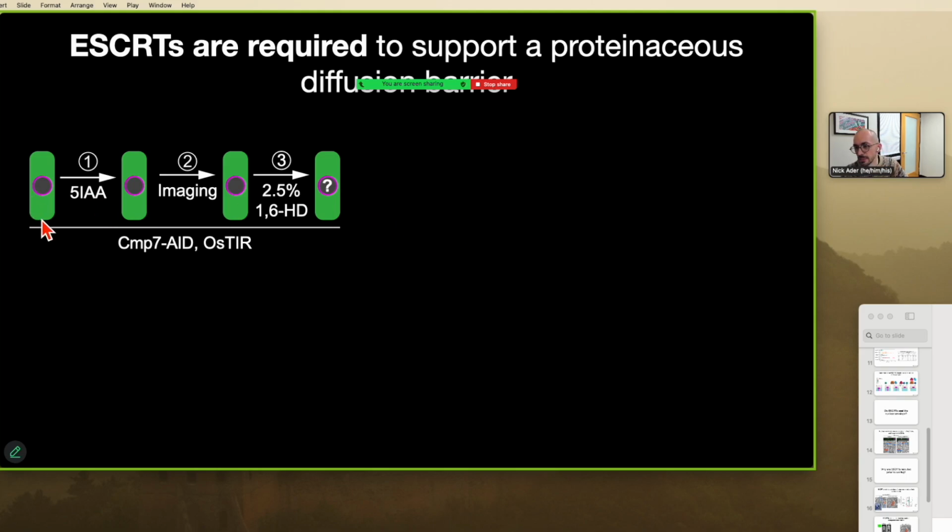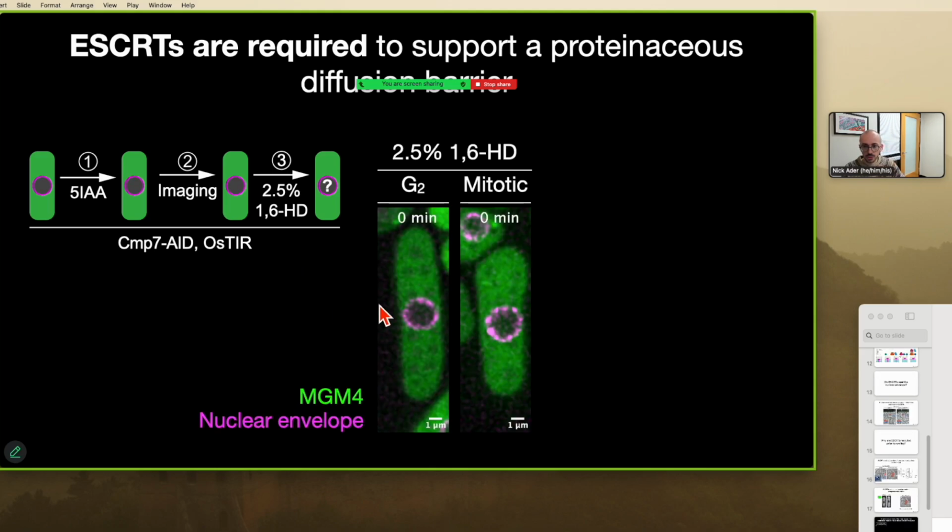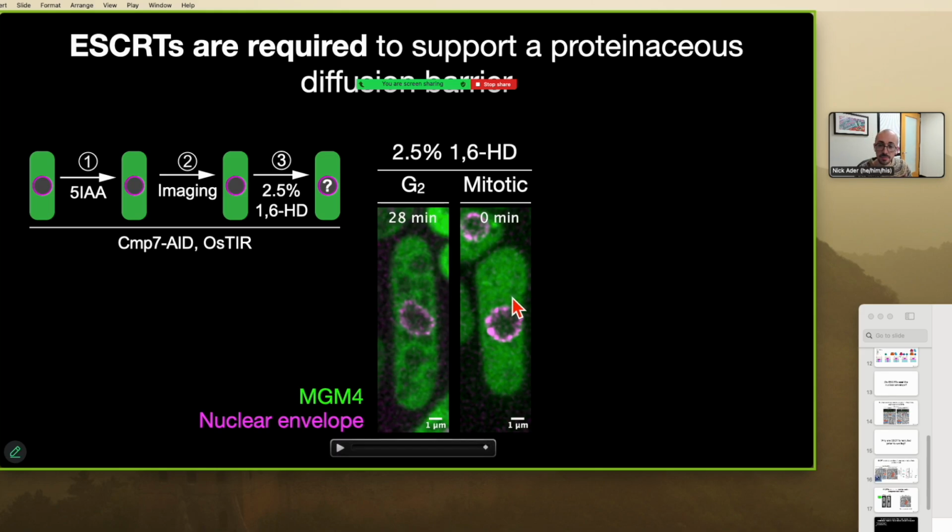We first depleted CHIM7 using an auxin-induced degron. We began imaging, and then we treated with that low concentration of hexanediol, which didn't have an effect on the previous slide. I'll show you two movies here, first with an interphase cell, wherein we had a low concentration of hexanediol and CHIM7 depleted: no leakage in G2 cells. In mitotic cells, however, we do get leakage.